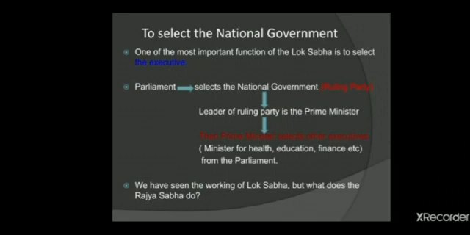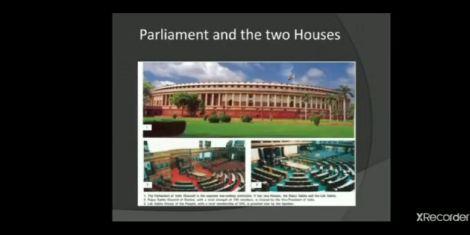Now we have seen the working of the Lok Sabha, but what does the Rajya Sabha do? Let us look at this picture. Parliament has two houses. Parliament is there, and here you can see number 2 is the Rajya Sabha, also known as the Council of States. The first picture is of Parliament. The Parliament of India is also known as Sansad. It is the supreme law-making institution. It has two houses, the Rajya Sabha and the Lok Sabha.